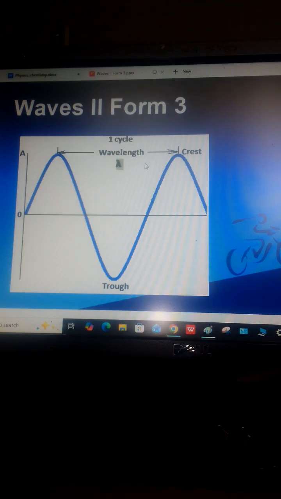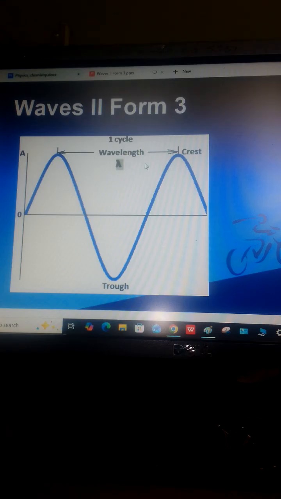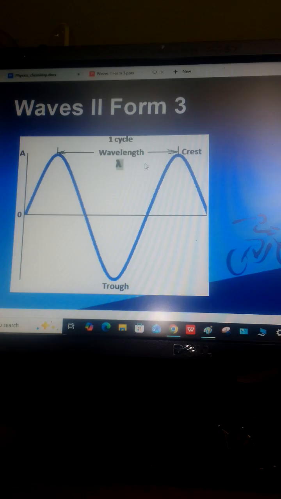Now, frequency. Frequency is the number of waves passing a point per second. It is measured in hertz, H-E-R-T-Z, or just Hz. So frequency is the number of waves passing a point per second, or the number of cycles per second.